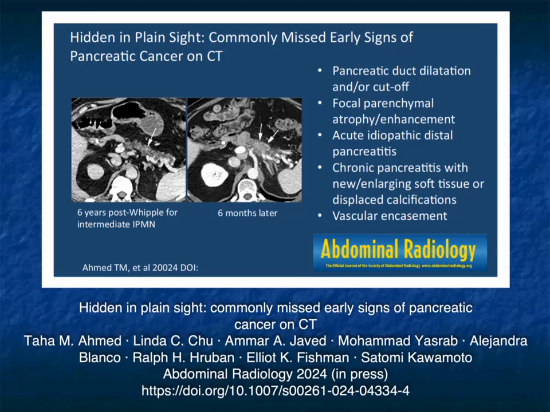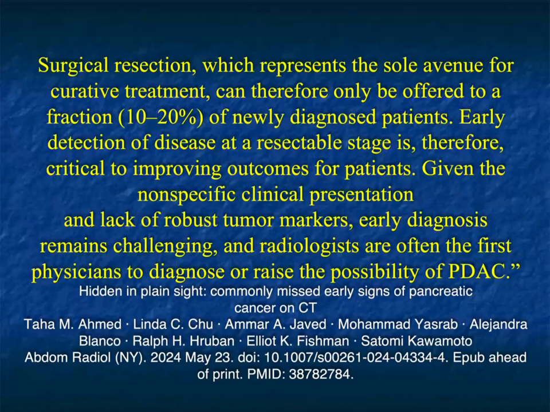Now, of course, if you have vessel involvement, particularly SMA or celiac, it means the patient has advanced stage of disease, but still you can intervene earlier with chemotherapy and potentially make a patient who is unresectable at time 0 become resectable 6 to 9 months later. Now, surgical resection, which represents the sole avenue for curative treatment, is really at this point offered to at most 20%, and often it's closer to 10% of newly diagnosed patients. Again, our problem is not detection, it's early detection.